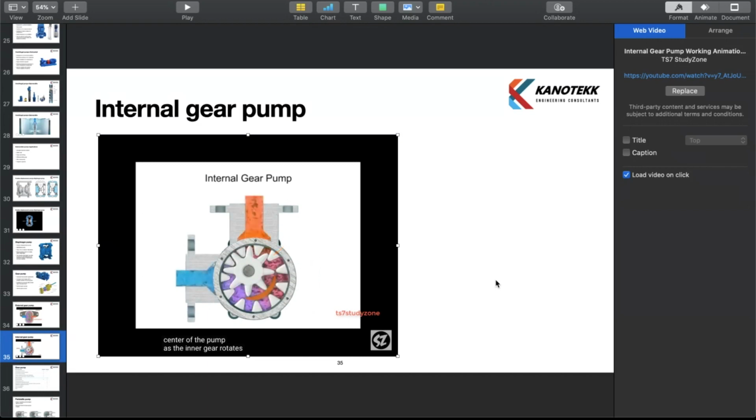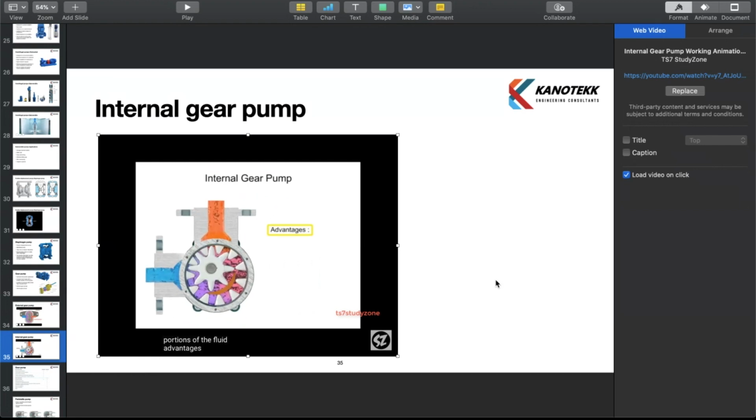As the inner gear rotates, it meshes with and moves the outer gear. Liquid is trapped in the gear spaces and carried from the inlet to the discharge. A stationary crescent-shaped divider separates the intake and discharge portions of the fluid. Advantages of internal gear pumps are a smooth and almost pulseless flow and slightly more horsepower for its size. Disadvantages are its higher cost, limited size range, low to moderate pressure ratings, and few sources of manufacture.